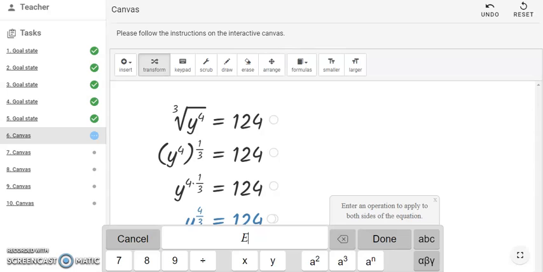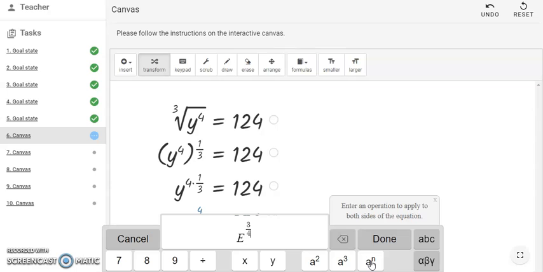What I'd like you to do is think about what exponent I need to multiply the 4/3 by to turn the y to the 4/3 into y to the first power. You're going to click on the exponent key here and enter the number that you need. When you click done, it will actually put that exponent on both sides of the equation. When you're finished, turn the video back on.